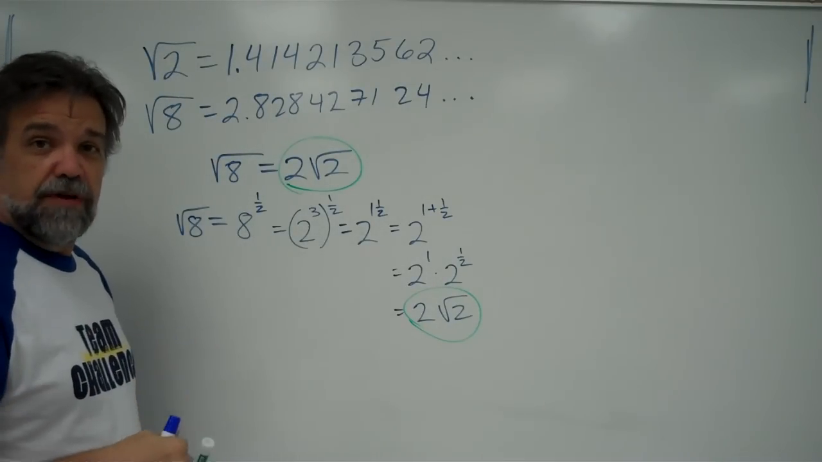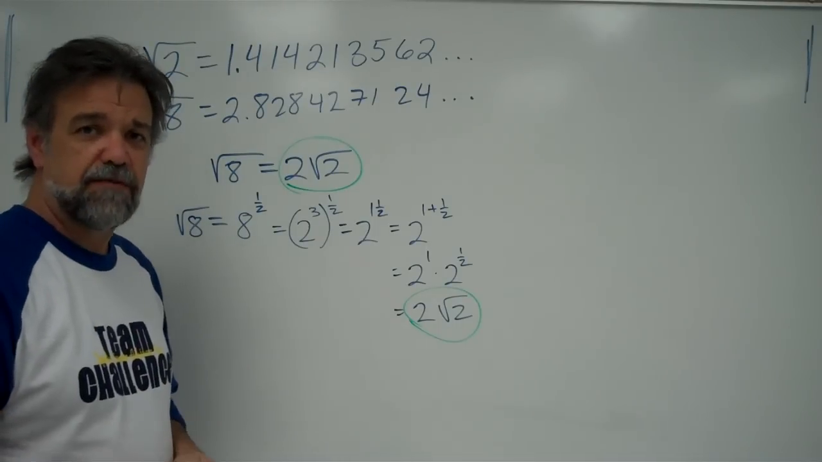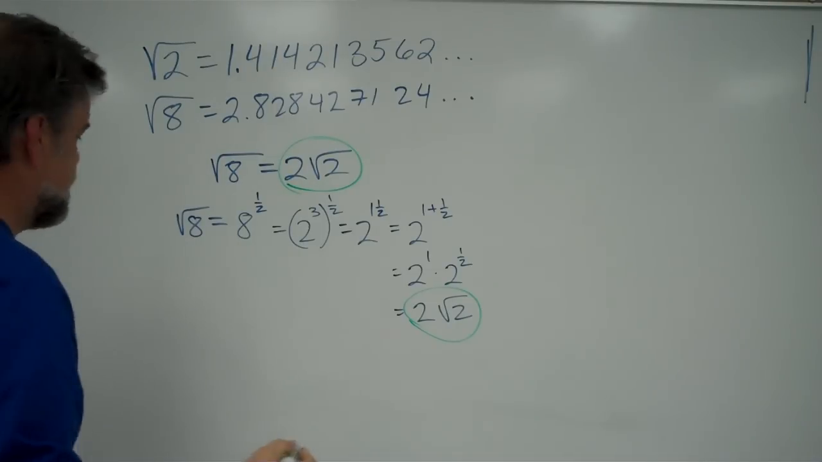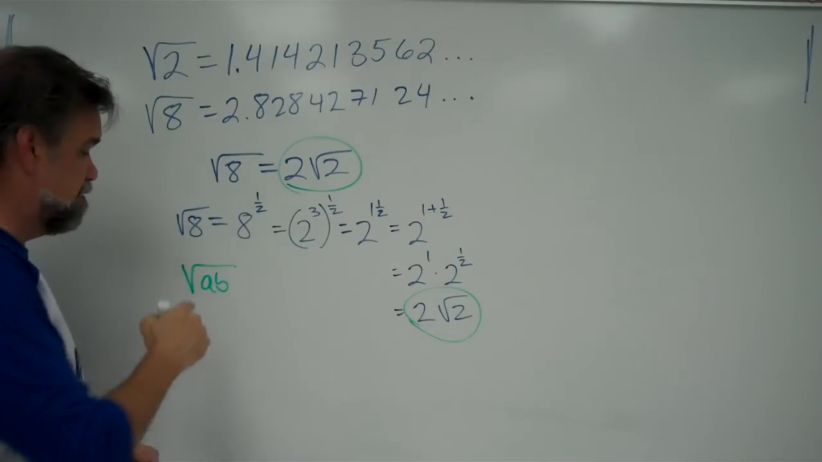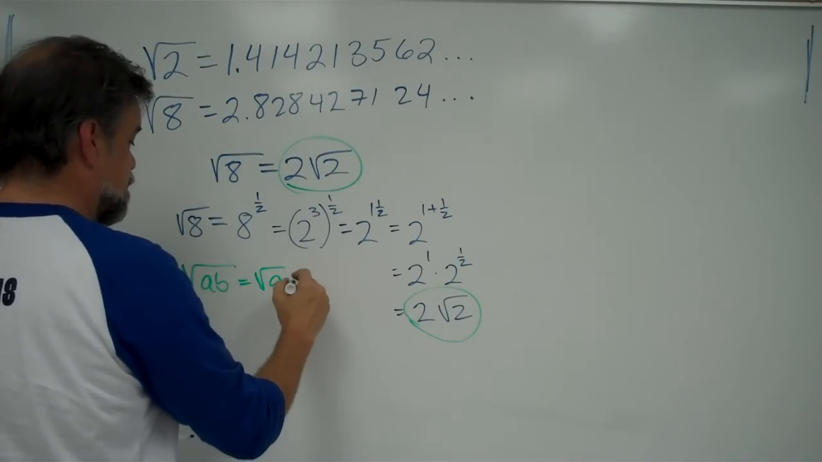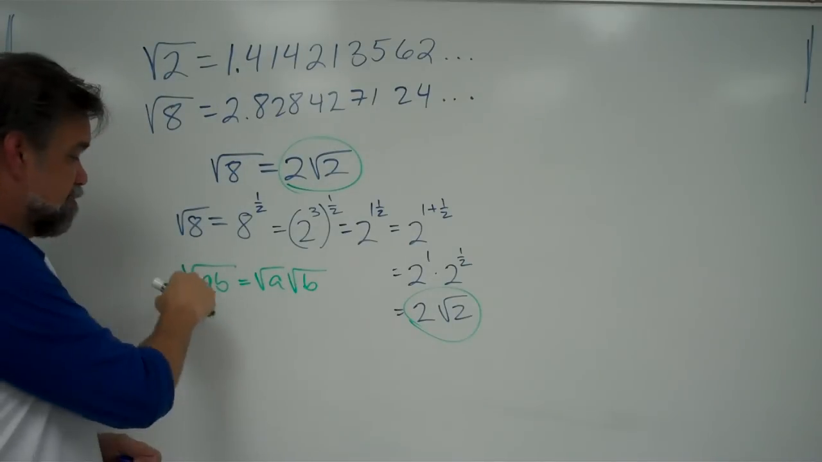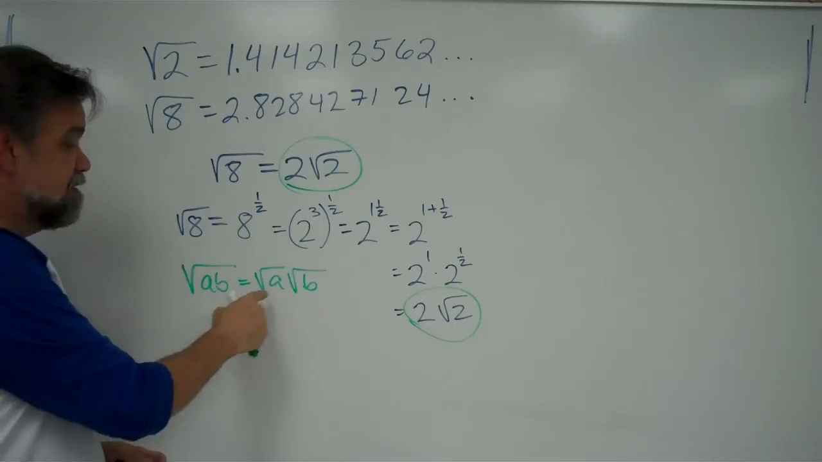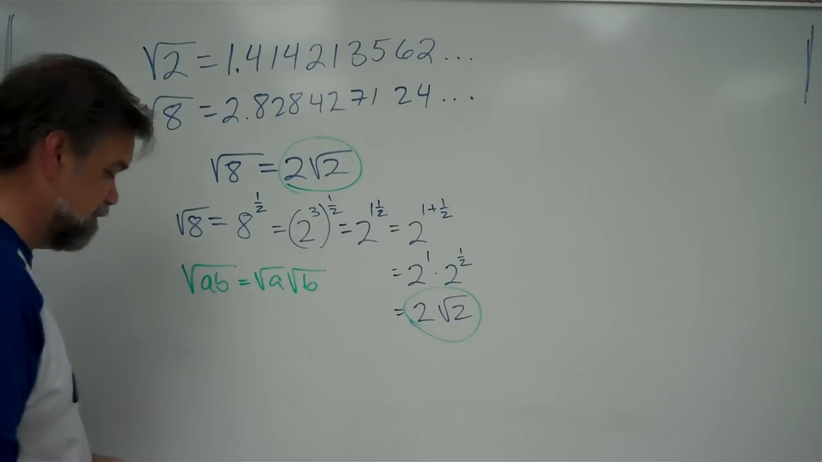There's actually a much easier way to do it than that, but it uses a little fact that we haven't talked about yet. And that little fact is this: when you have the square root of the product of two numbers, a times b, that equals the square root of the first number times the square root of the second number. So in other words, the square root of the product of numbers is the product of the square roots. Okay? We'll prove that in just a second, but let me show you how it works.